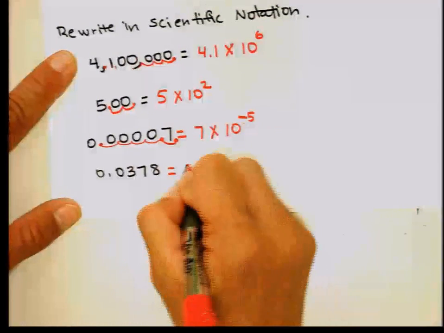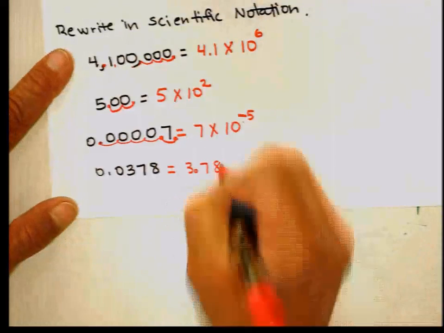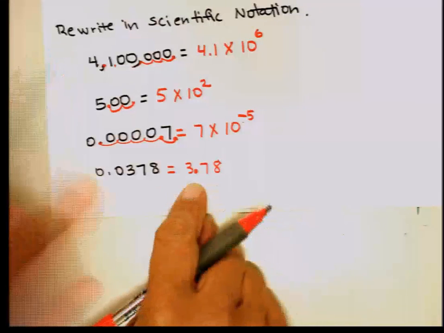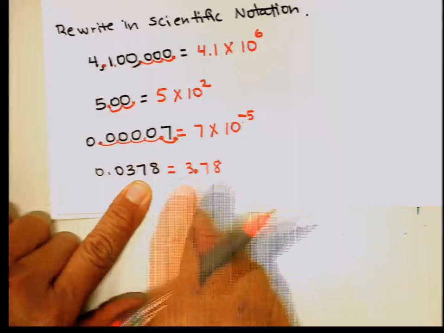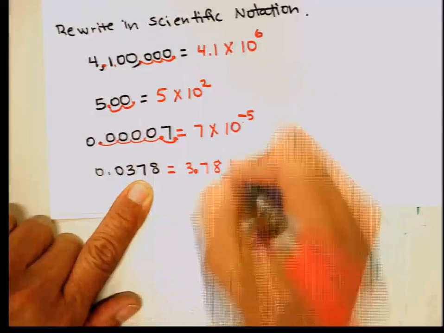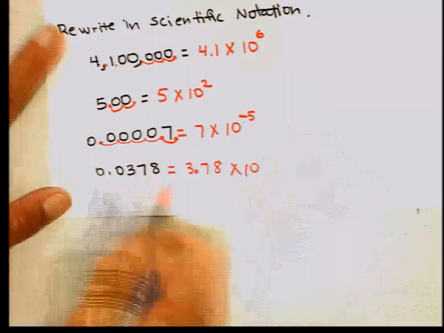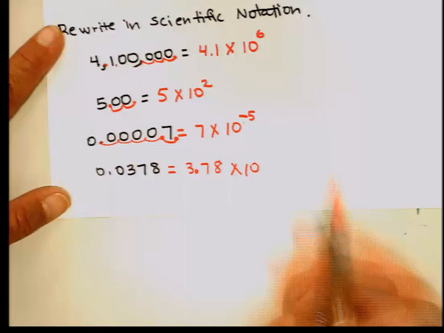Yeah, so 3.78. It doesn't just have to be one number out there. You can have decimals that come after. But I stop, right? I'm looking for the number in here that's between 1 and 10. So 3.78 is the only way I can do that. And now I have to find the correct power of 10. So this number I'm starting with is less than 1, so my exponent will be negative.